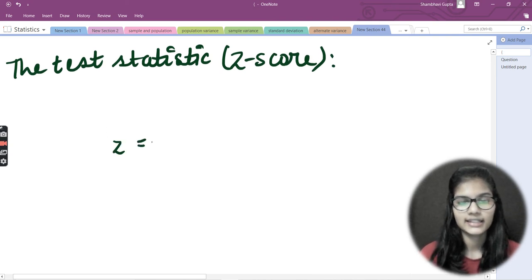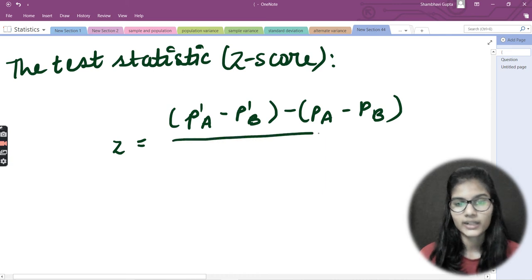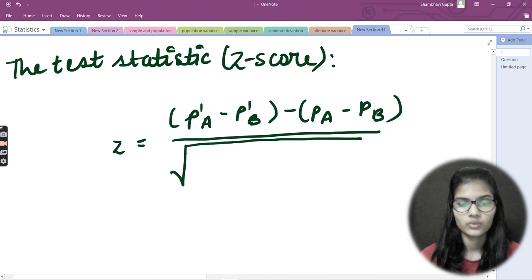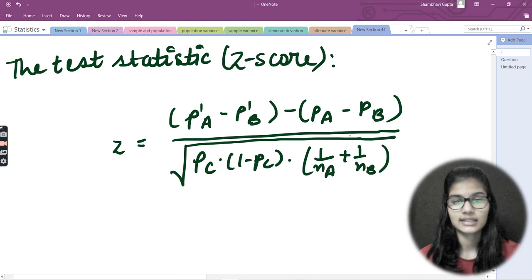So the formula for that is Z is equal to (P'A minus P'B) minus (PA minus PB), whole divided by the whole under root of PC, my pooled proportion, multiplied by (1 minus PC) multiplied by (1/NA plus 1/NB). Fine. So this is basically the formula for the test statistic. That is basically the z-score.